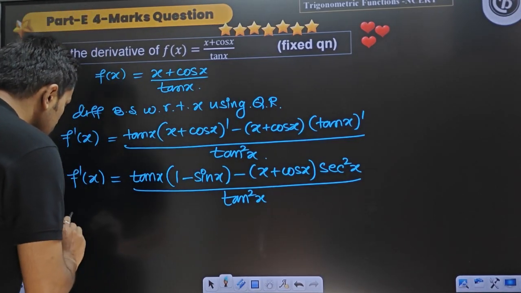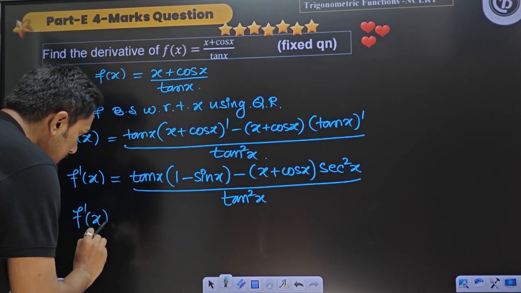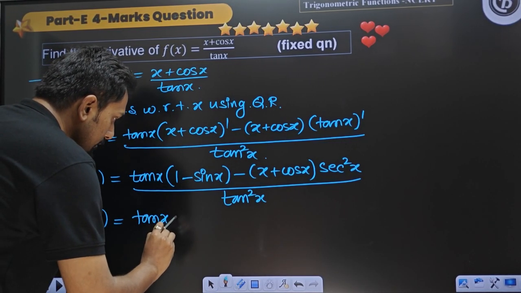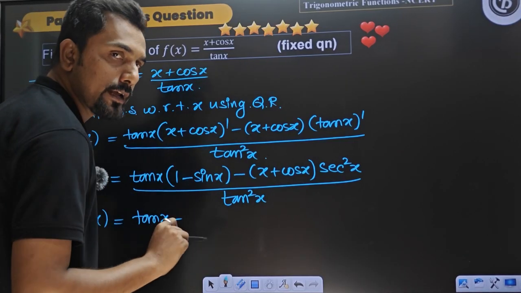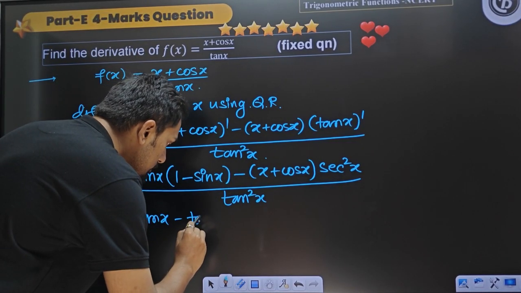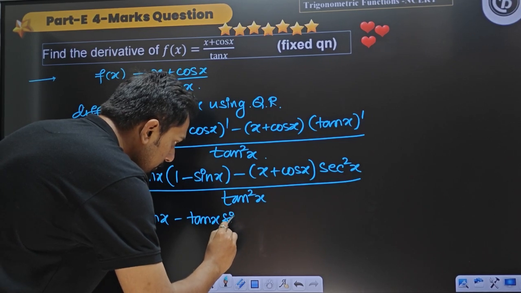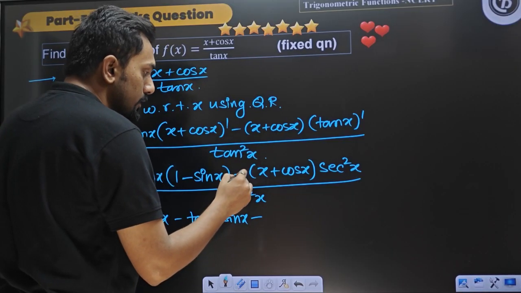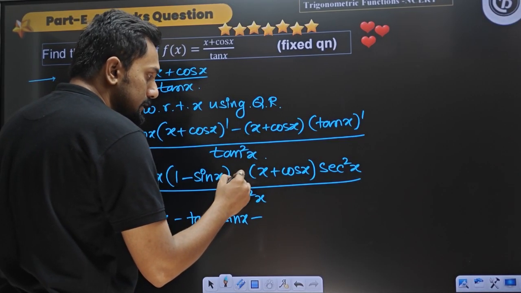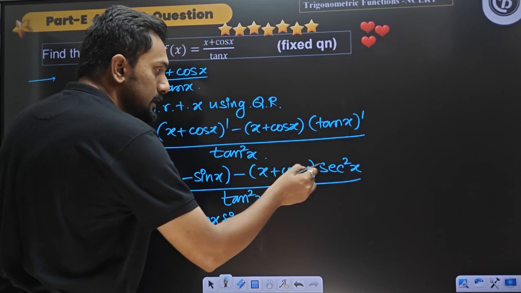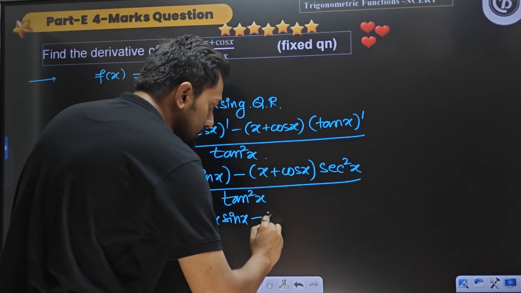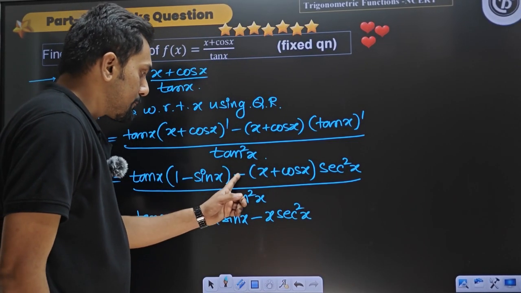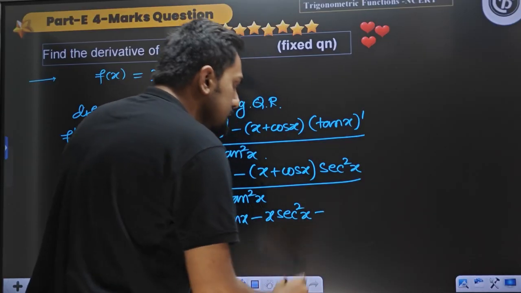So f dash of x becomes tan x into 1 is tan x, minus tan x into sin x, minus secant square x. Look, this has a minus, so the sign changes. Minus into plus becomes minus, secant square x into x becomes x into secant square x. Then minus into plus becomes minus.